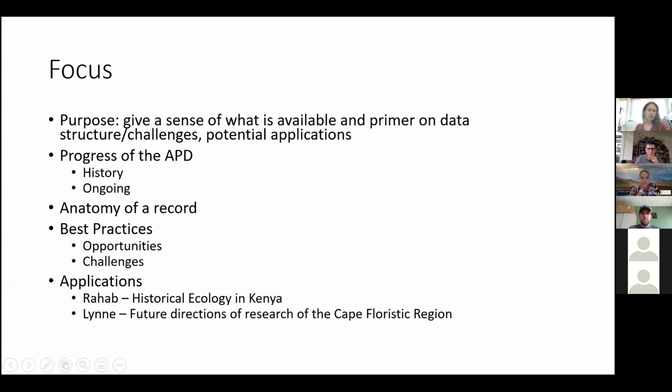Okay, so that was the motivation for the talk. The purpose of the talk is just to give people a sense of what data is available, both for people that aren't paleoecologists and for the paleoecologists as well: a little bit of a primer on the data structure of the African Pollen Database, some of the challenges, which I'm thinking of as both challenges and opportunities, and then some potential applications from Rob and Lynne.